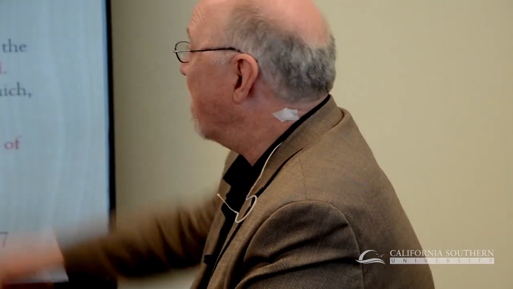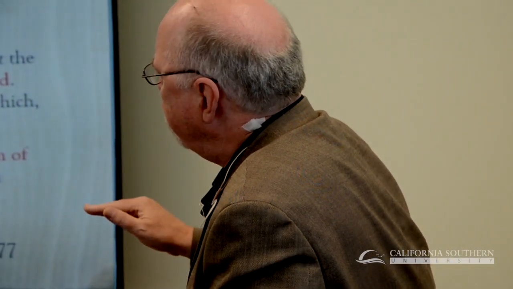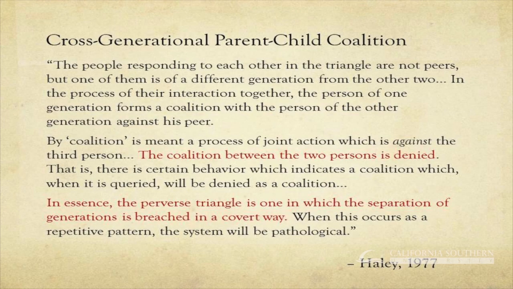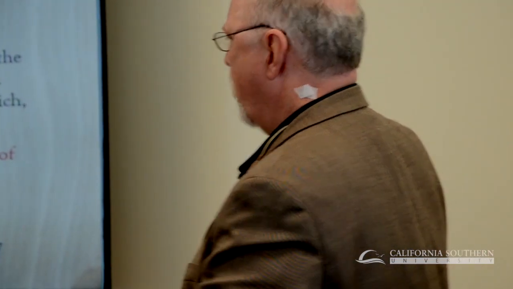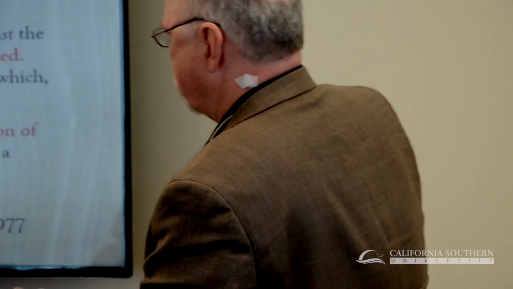And so this idea of asking the child in parental alienation, is your parent influencing you? No, the child's going to say no. The coalition is denied. We know that ahead of time. It's pointless to ask, is the other parent influencing you? It's going to be denied. That is, there is a certain behavior which indicates a coalition, which when it is queried, will be denied as a coalition. In essence, the perverse triangle is one in which the separation of generations is breached in a covert way. When this occurs as a repetitive pattern, the system will be pathological.